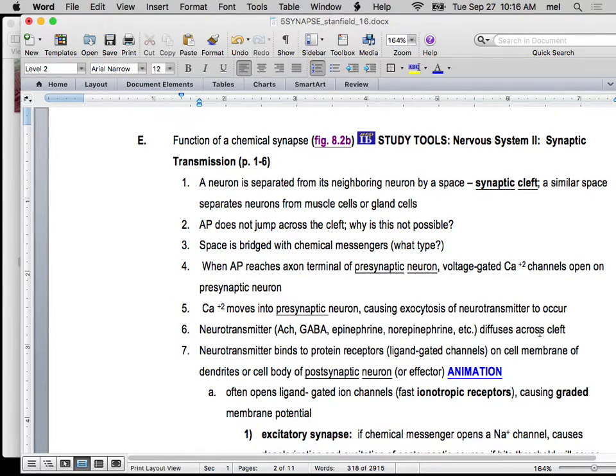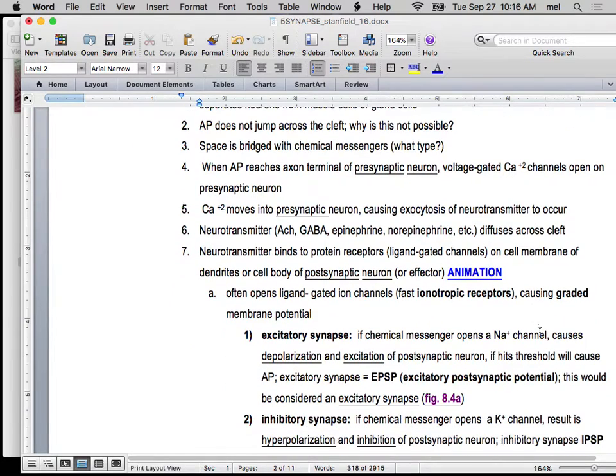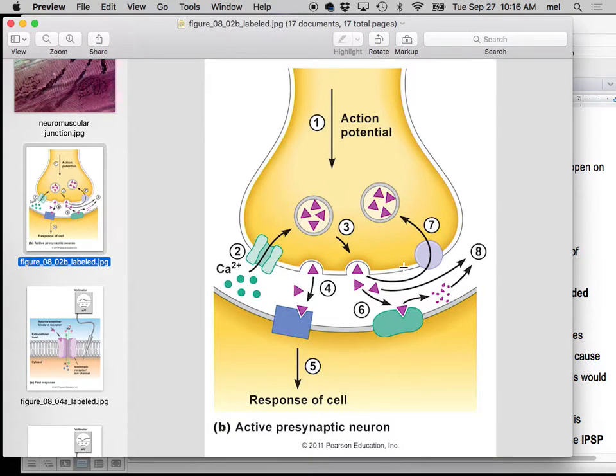So whatever neurotransmitter it is, and we'll learn a bunch, acetylcholine, GABA, epinephrine, norepinephrine, dopamine, whatever, diffuses across the cleft. And then it is going to bind to a protein receptor. And usually, the protein receptors that we're going to be talking about, at least in this set of notes, most of them are going to be chemical or ligand-gated ion channels, which is how we sort of understood the whole process of starting the action potential in the first place.